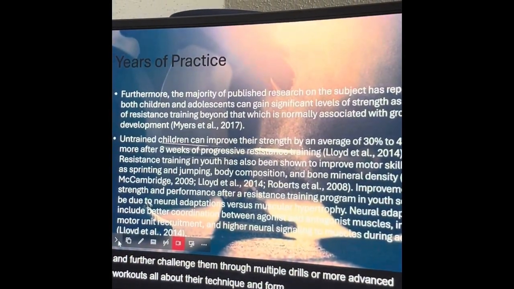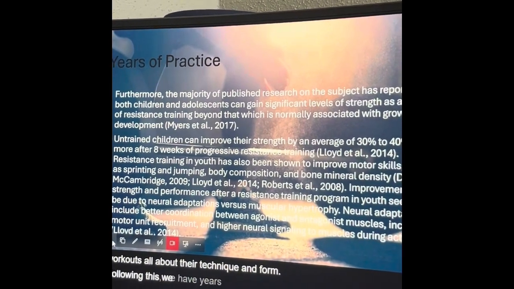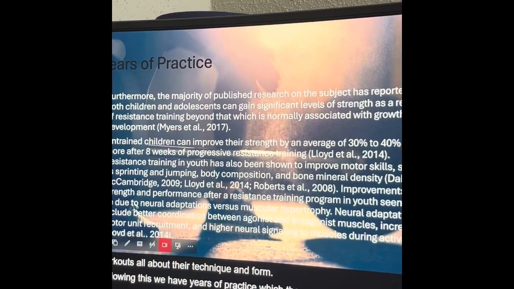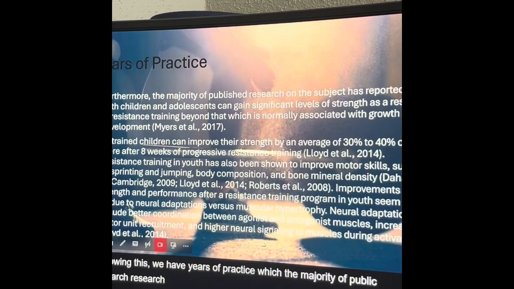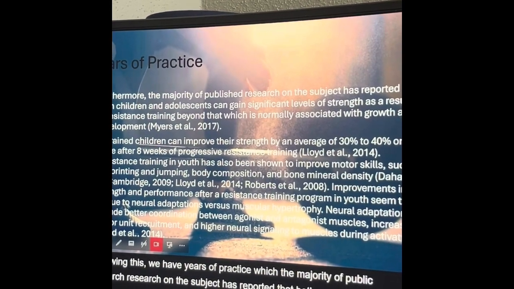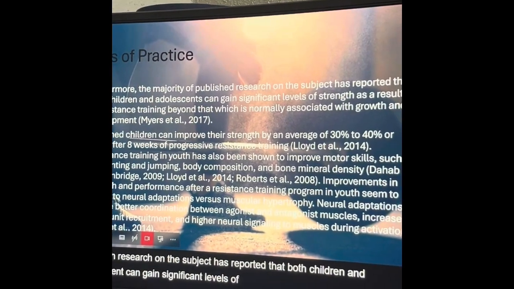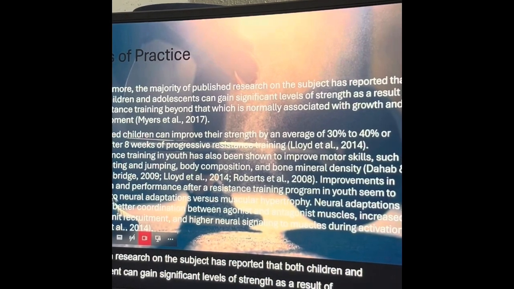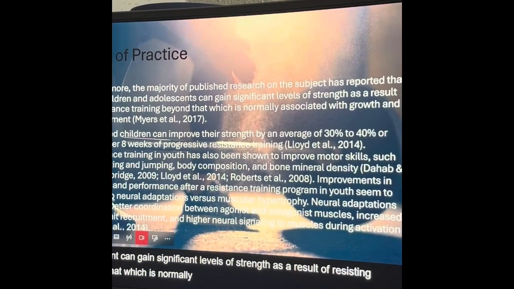Following this, we have years of practice. The majority of published research on the subject has reported that both children and adolescents can gain significant levels of strength as a result of resistance training beyond that which is normally associated with growth and development.